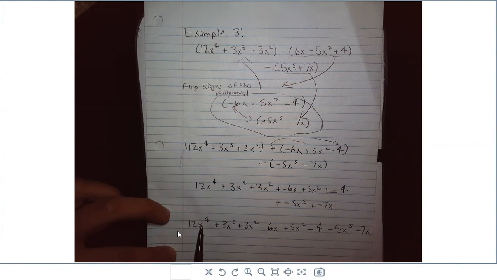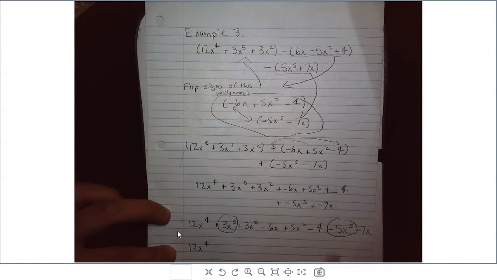12x to the power of 4, does that have any like terms? I don't think so, so that's by itself. So let's rewrite 12x to the power of 4. 3x to the power of 5, does that have any like terms? Let's see. Yes, it does. So 3x to the power of 5 and negative 5x to the power of 5 are like terms. So 3x to the power of 5 minus 5x to the power of 5 is equal to negative 2x to the power of 5.